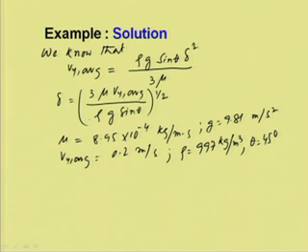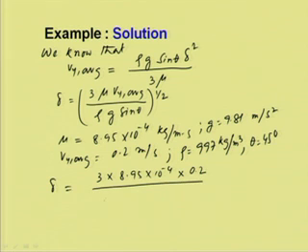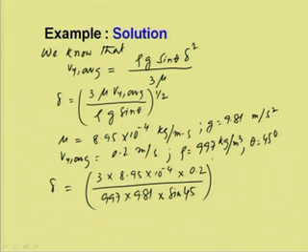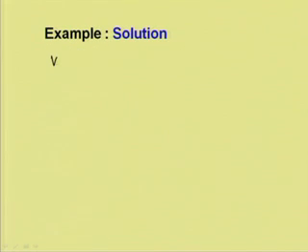Now, if we substitute this in this equation, delta will be (3 into 8.95 into 10 to the power minus 4 into 0.2 divided by 997 into 9.81 into sin 45) to the power half, which will be equal to 2.54 into 10 to the power minus 4 meter.